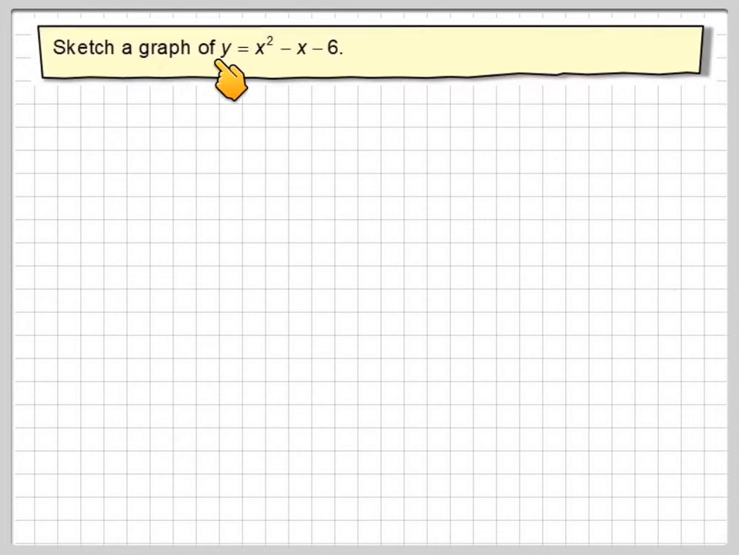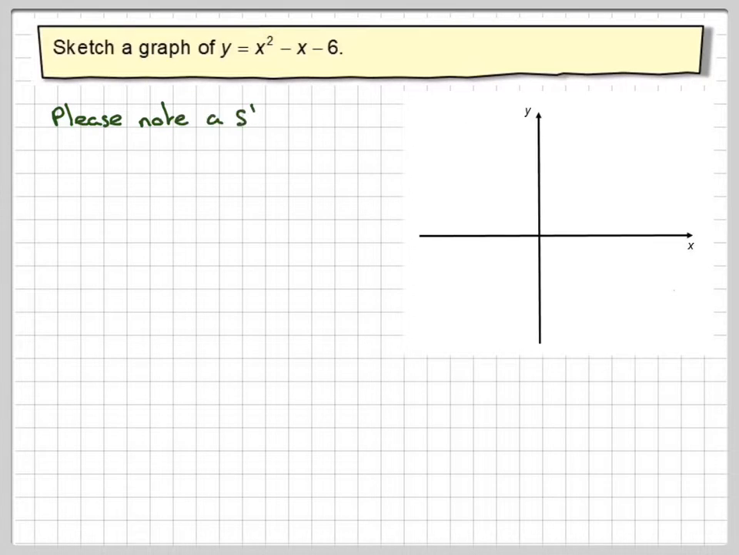Sketch a graph of y is equal to x squared minus x minus 6. Now, the first thing to realise, when you're sketching a graph of a quadratic, is that you're just getting the general shape. So please note, a sketch is not an accurate plot. What it is, is the general shape of the graph, and normally you tend to find where the curve cuts the axis.